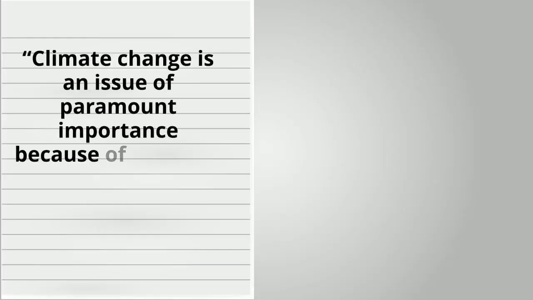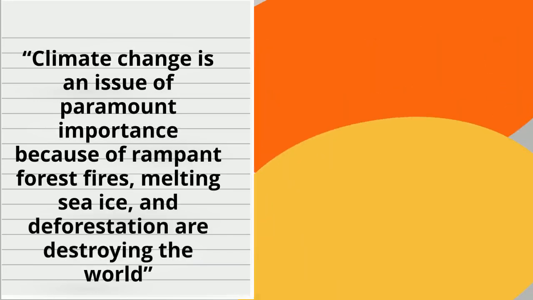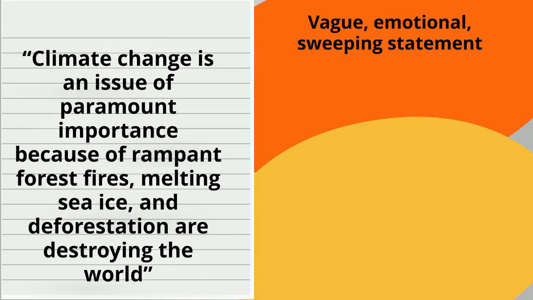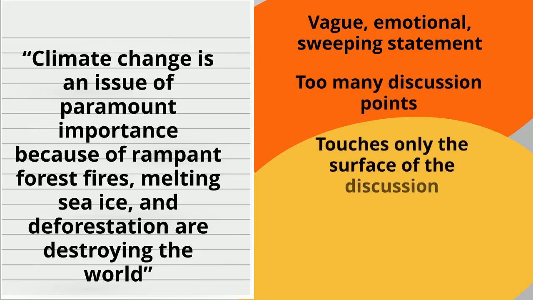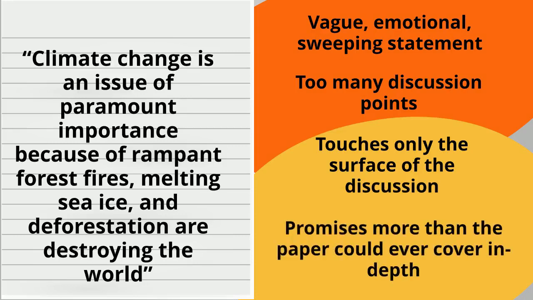Now let's look at why this statement doesn't really help your reader. It is a vague, emotional, and sweeping statement of ideas. It's all death and destruction without really moving beyond a surface level idea of the key issues at hand. By opening discussions on forest fires, melting ice, and deforestation, the statement also promises to cover a lot more material than the paper could ever possibly discuss. People dedicate entire scholarly careers to small aspects of each conversation. How could a single paper cover all 3 conversations accurately and in depth?